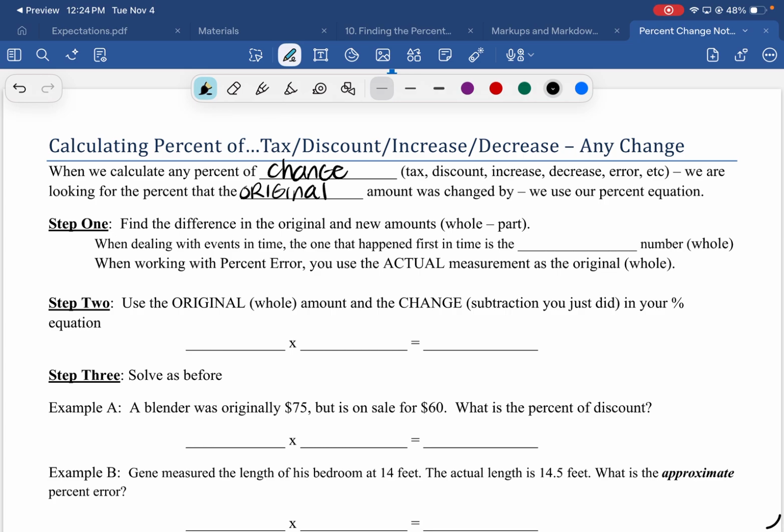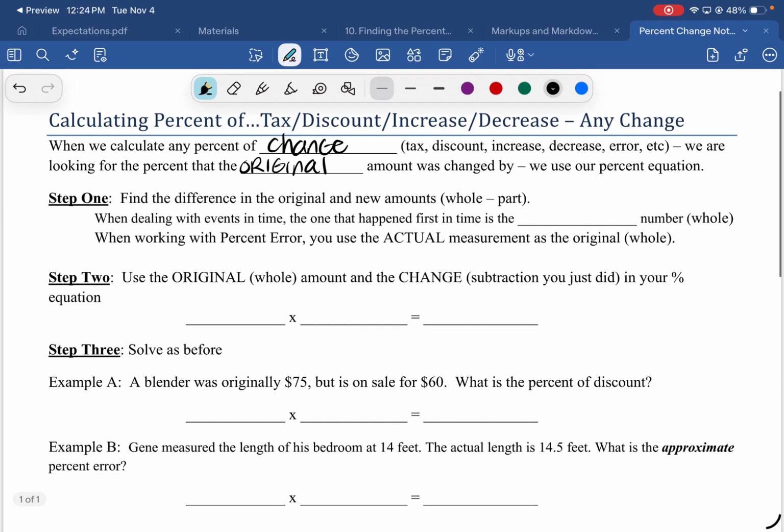We're going to use our percent equation again. Pay close attention because there's a little bit of a trick to this, one other step that we're not used to doing. Step number one: find the difference. This is the part, put a star next to it, okay? Find the difference. Difference meaning subtraction.